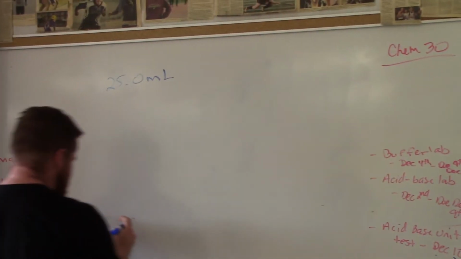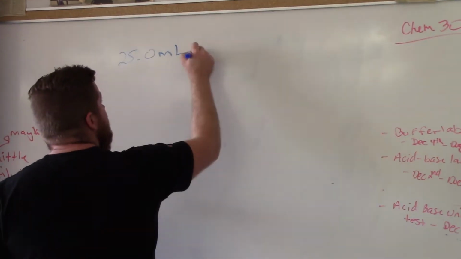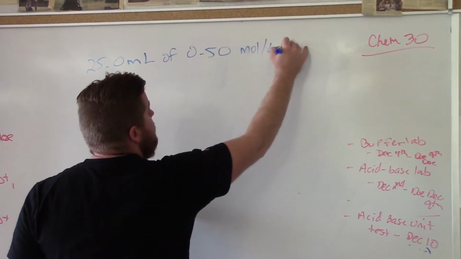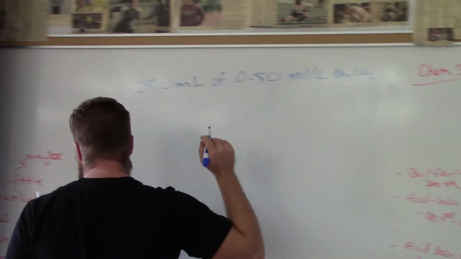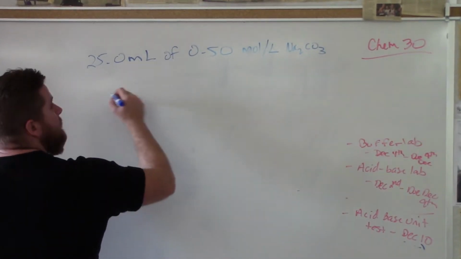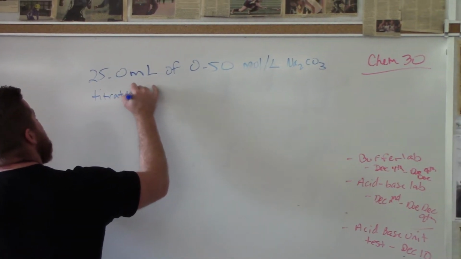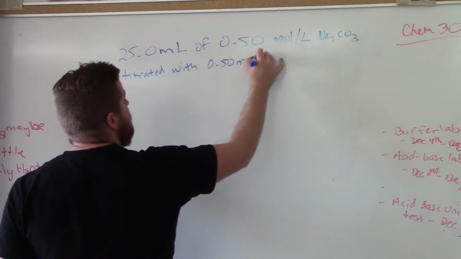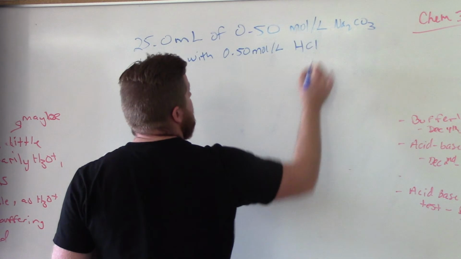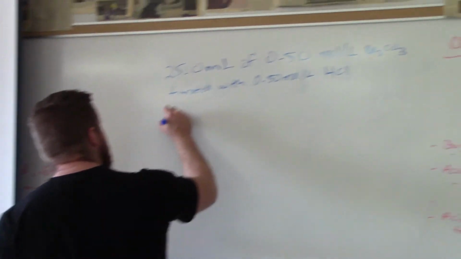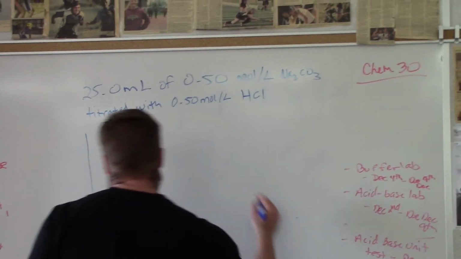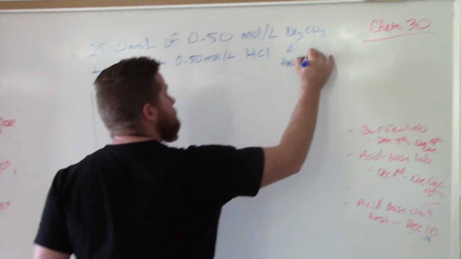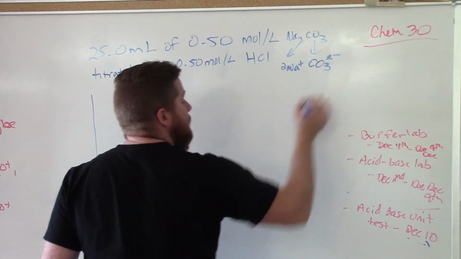Let's say we have 25 milliliters of 0.50 mole per liter Na2CO3, so sodium carbonate, titrated with 0.50 mole per liter HCl. The CO3 2- is a base. Remember, this is going to end up being 2Na+ and CO3 2-.